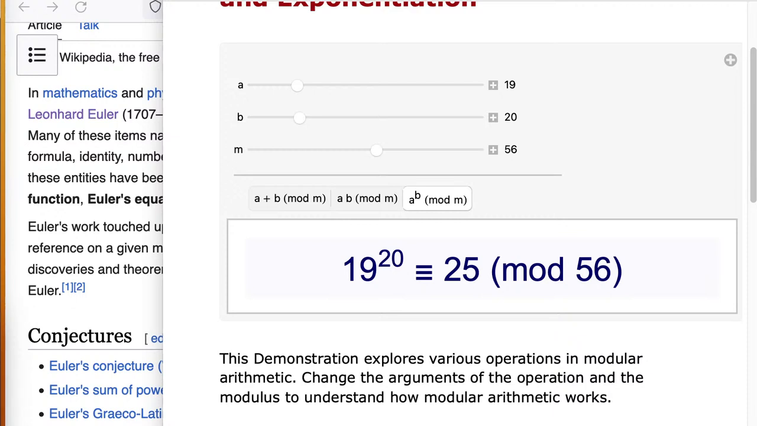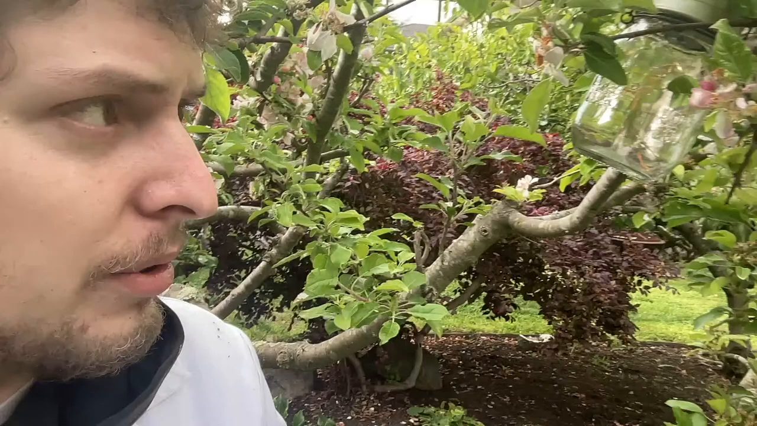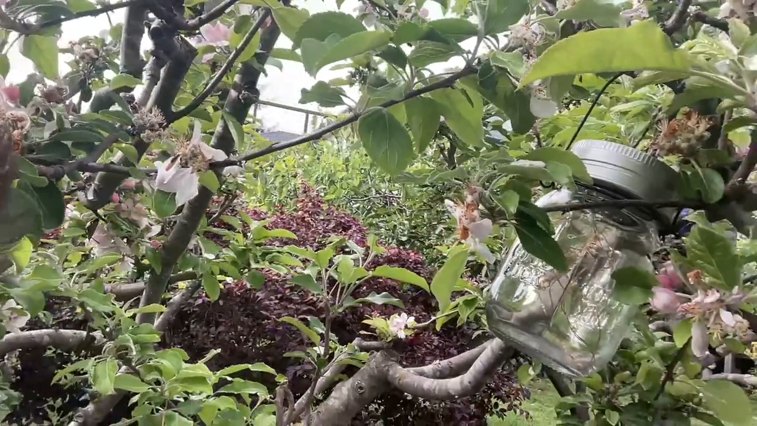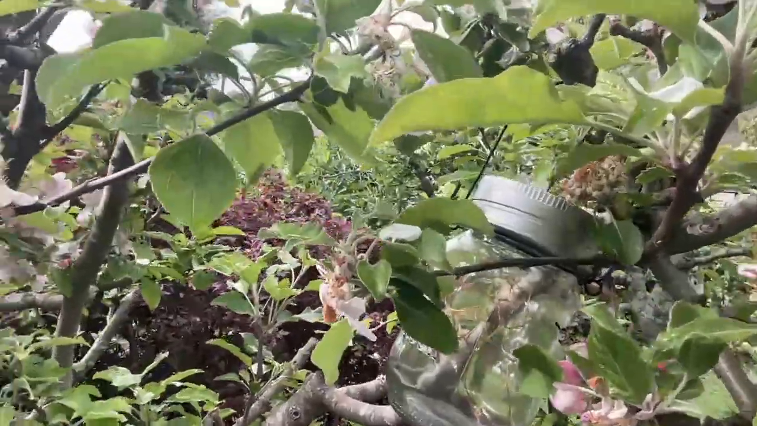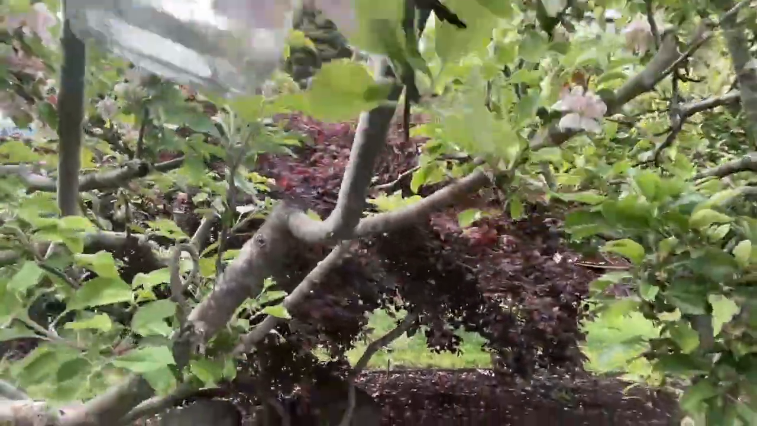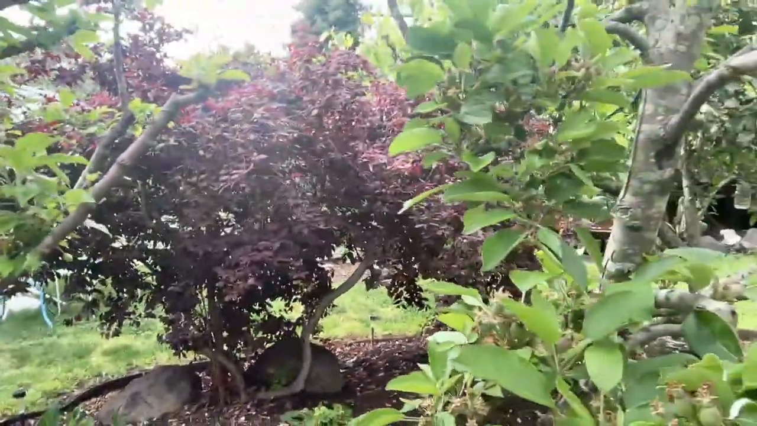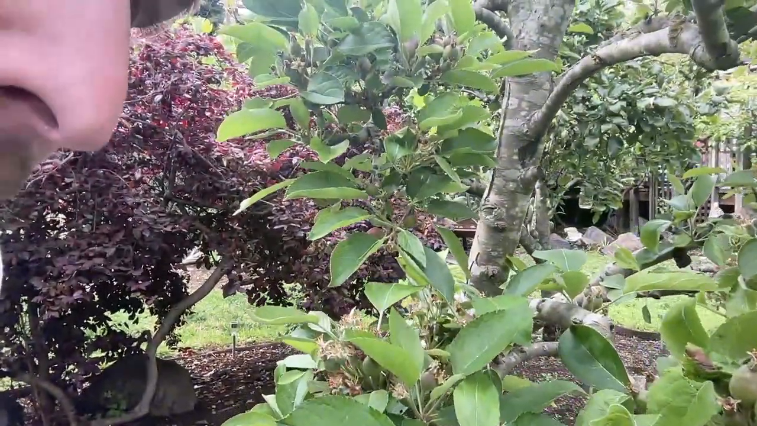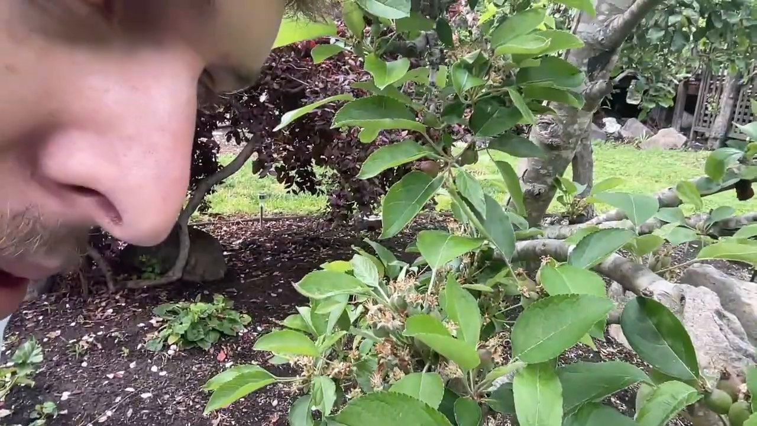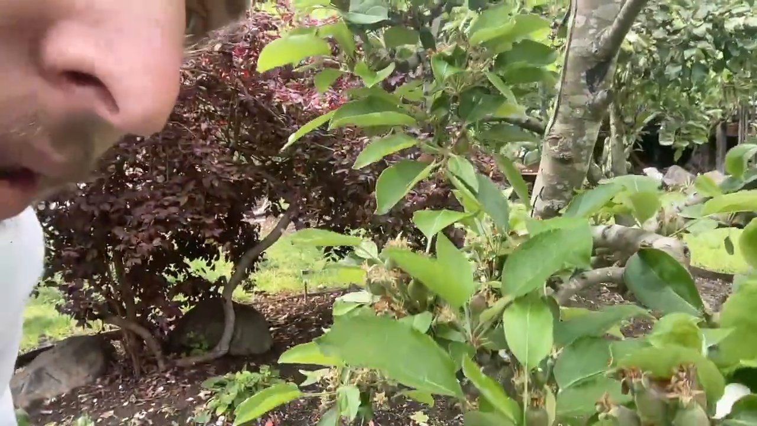Here we can see how we're going to get apples next to another one of these light things. These are some flowers, and it's hard to see the apples on that tree, but this tree is already at the point where it's making little apples. See those? Let's see.